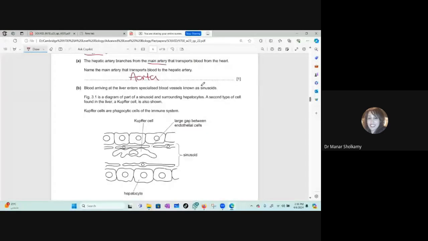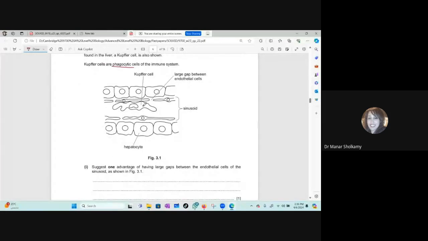The aorta. Good. Blood arriving at the liver enters specialized blood vessels known as sinusoids. Figure 3.1 is a diagram of part of a sinusoid and surrounding hepatocytes. A second type of cell found in the liver, a Kupffer cell, is also shown. Kupffer cells are phagocytic cells of the immune system. Okay, this is the Kupffer cell. It looks very much like a neutrophil.